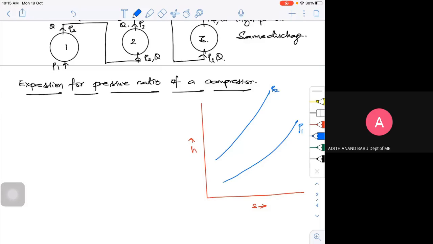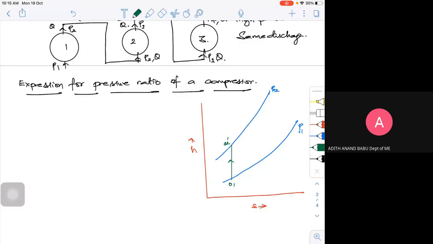Now, if I go for a single stage compression, I will start from 0, 1. It's a straight line, isentropic. So it's an isentropic line. I'll go like this. So this is my 0, 1 to 0, so I can call it 0, 2 dash or 0, 2s.